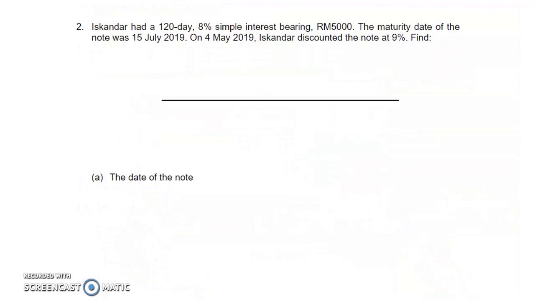Okay, now let's look at number 2. Iskandar had a 120-day, 8% simple interest bearing 5,000 ringgit. Note that the value stated on the promissory note is the face value. The maturity date of the note was 15 July 2019. On 4th May 2019, Iskandar discounted the note at 9%. So discounting the note means this falls under the topic of discounting a promissory note.